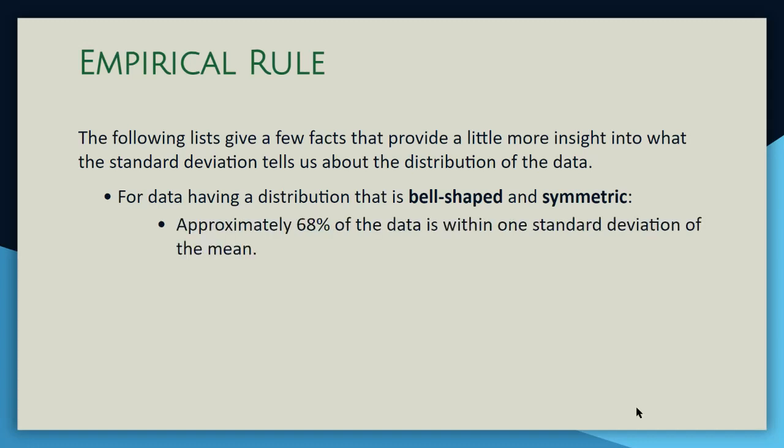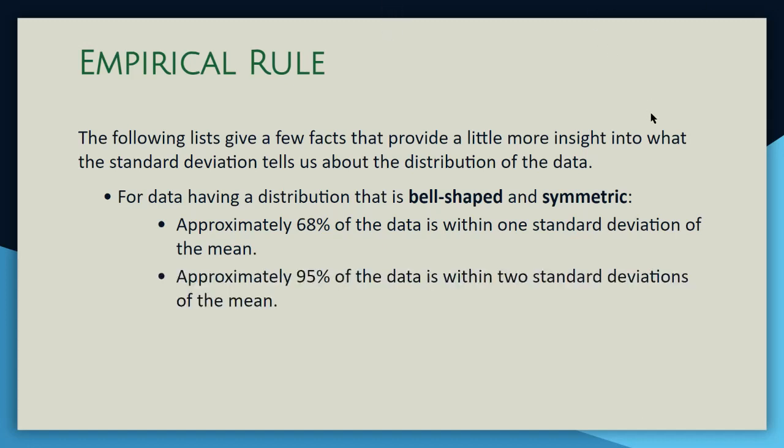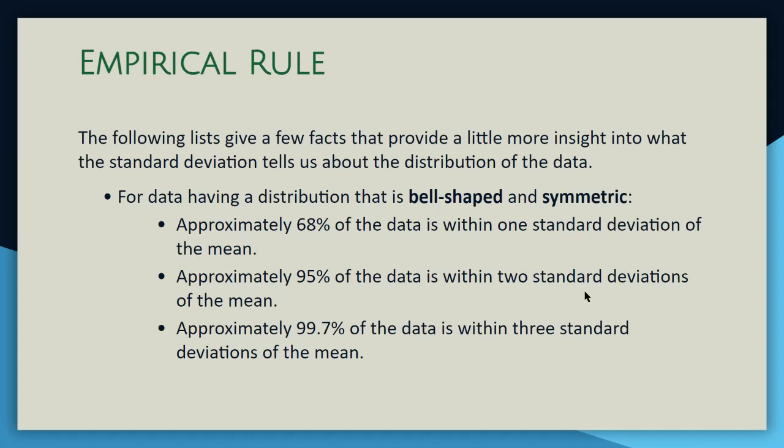So approximately 68% of the data should be within 1 standard deviation of the mean. So more than half of all people would be within 1 standard deviation of the average height for humans. Approximately 95% of the data is within 2 standard deviations of the mean. So if we know that height is bell-shaped and symmetric, then approximately 95% of people are within 2 standard deviations. Approximately 99.7, so almost all of the data, is within 3 standard deviations of the mean.